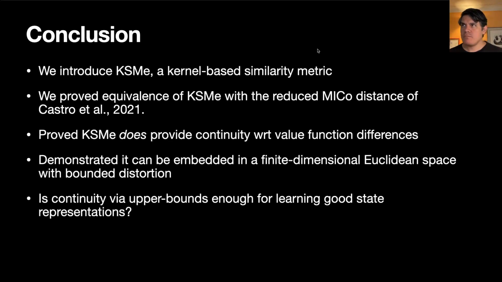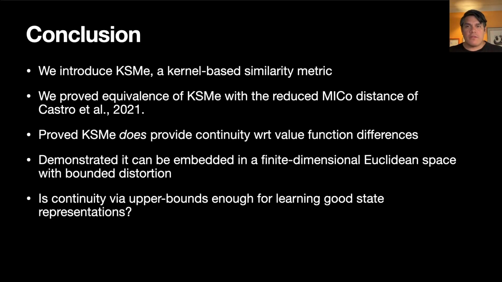So in conclusion, what we've done in this paper is introduce the Kiss-Me metric, which is a kernel-based similarity metric that leverages a lot of the theory of RKHSs and maximum mean discrepancy. With this theory, we were able to prove the equivalence of the Kiss-Me metric with the reduced MICO that we introduced back in 2021. We proved that Kiss-Me does provide some continuity with respect to value function differences, which again was one of the big motivations when we started looking at behavioral metrics for representations. And we demonstrated that what we're doing with neural networks makes sense. So we can embed these theoretical constructs into a finite dimensional Euclidean space and have it be based in good theory.